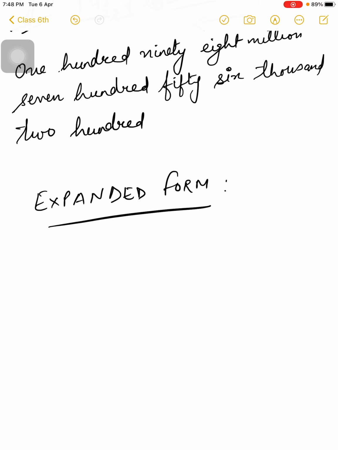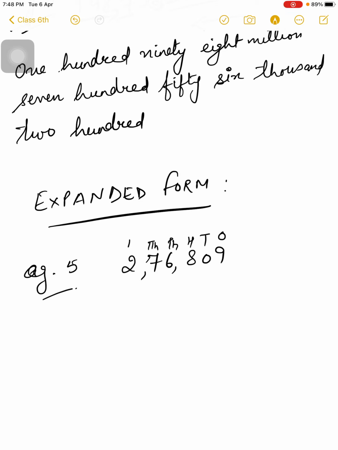Okay, so the number is example number 5. The number is 2,76,809. Okay, so we have to write it in expanded form. So write the place value: ones, tens, 100, 1000, 10,000 and lakh. 2,76,809. The number is 2,76,809 and we have to write this in expanded form. So how will we write?